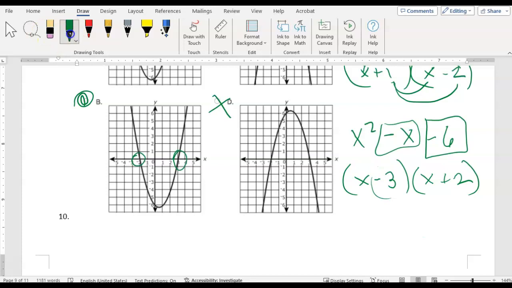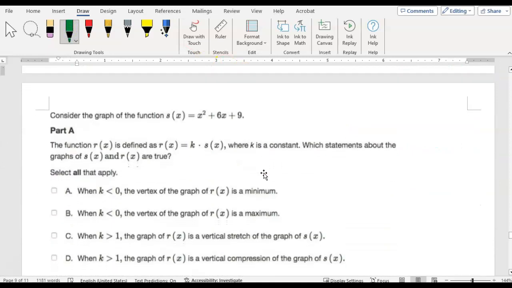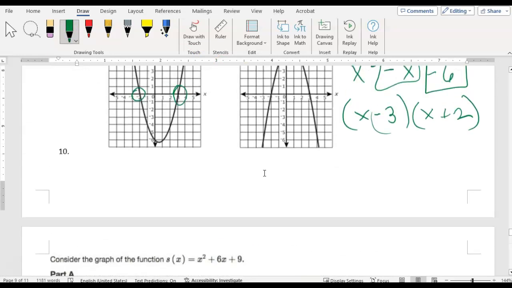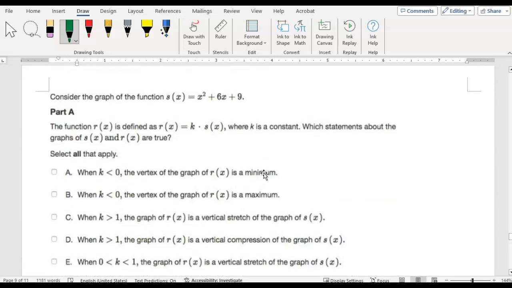We'll be looking at that a little bit more next week, but this is just to get you thinking about it. All right, the last 2 questions are also PARCC released items. So these are actual questions that were released on the PARCC.